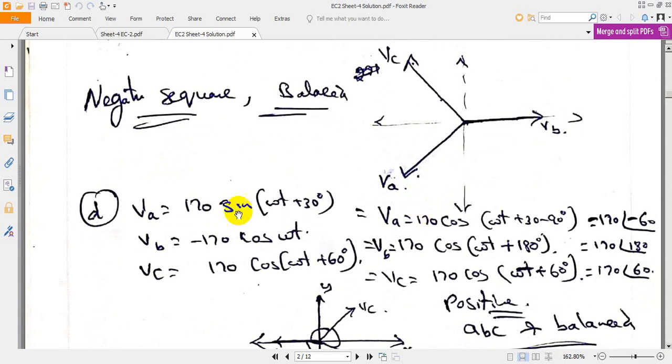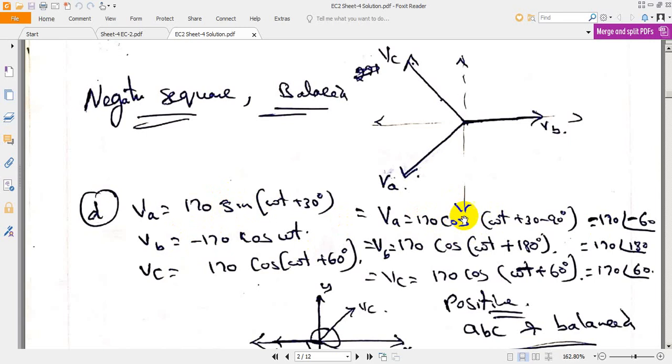Next, coming to the fourth one, we have VA, VB, VC. If you observe, VA is in sine format, VB is in negative cos format, and the VC vector is in the normal fundamental form. So this sine has to be changed into cosine function. What for are we doing this? To represent this in polar form. For drawing these vectors, we need to change the sine and negative parameters into positive cosine functions.